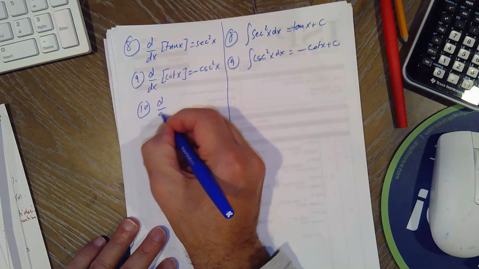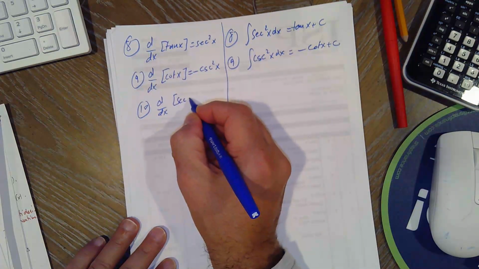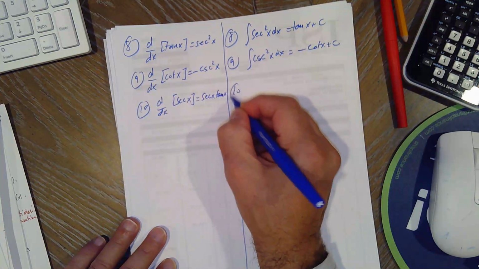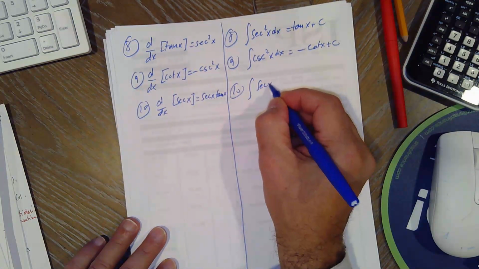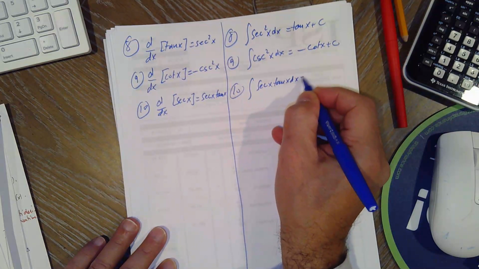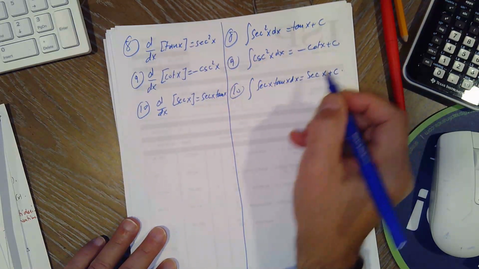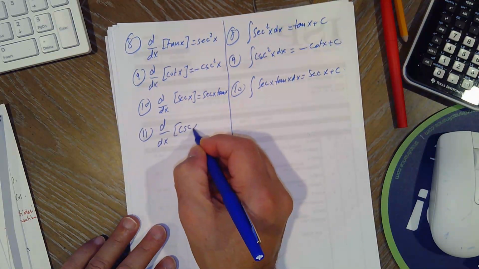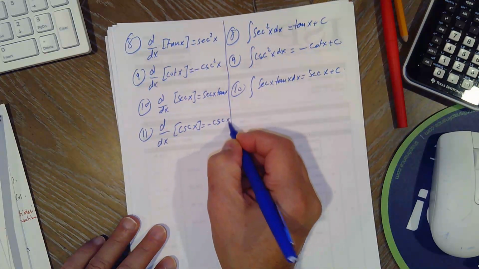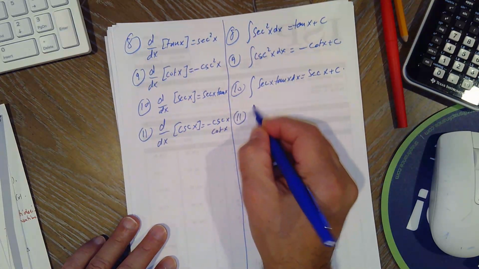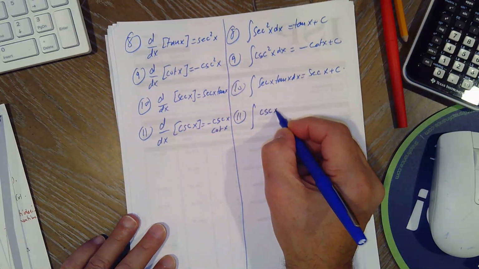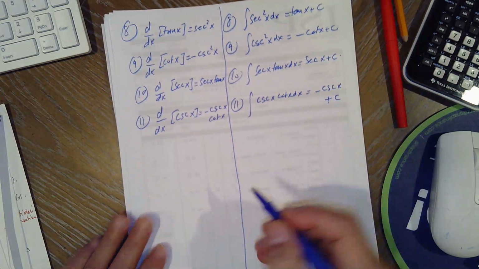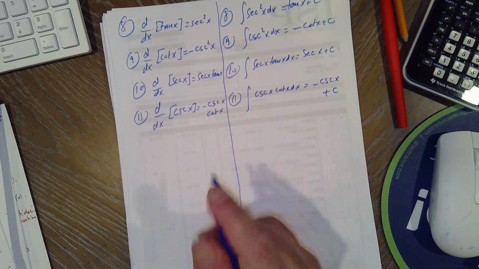The derivative of secant x is secant x tangent x. The antiderivative of secant x tangent x is secant x plus c. And then the derivative of cosecant x is negative cosecant x cotangent x. So the antiderivative of cosecant x cotangent x is negative cosecant x plus c. So it's reversing the rules of derivatives.